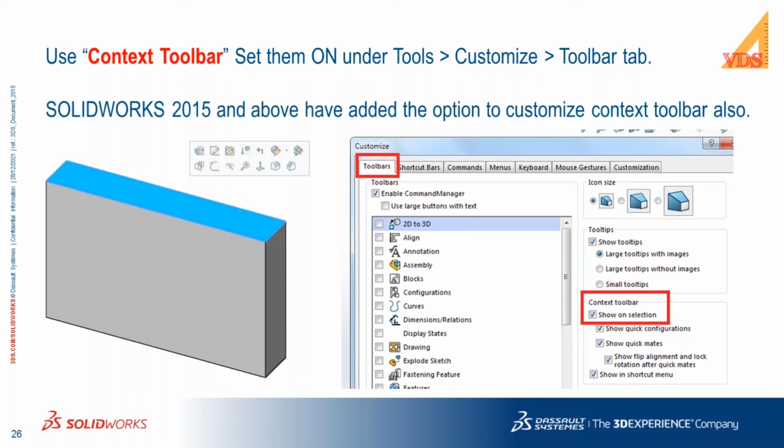Basically, when you click on a face, depending on the kind of environment you are in, if you are in a part, it will show you options related to that feature in the part. If you are in assembly, it will show you options related to the assembly components. And if you are in the drawing mode, it will show you options related to the drawing views or the drawing environment.